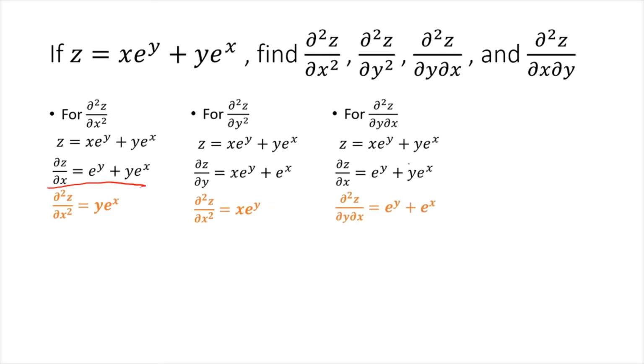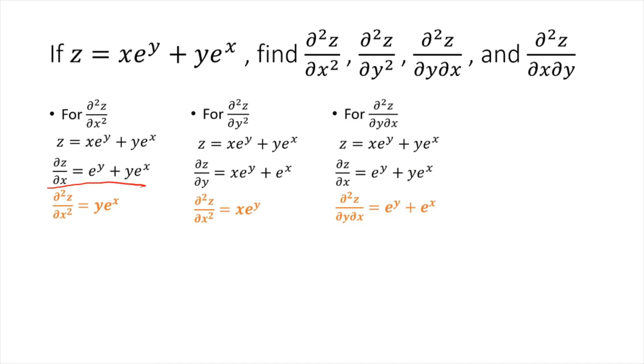Alright? So e raised to y, derivative with respect to y, that's still e raised to y, right? And then this one, y times e raised to x. Since e raised to x is constant, then we just differentiate y with respect to y. So that's 1. 1 times e raised to x. That's why we have here e raised to x. Okay? So this is now the second partial derivative of z with respect to x first, and then with respect to y.